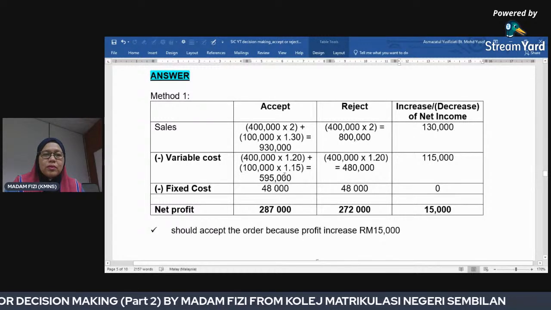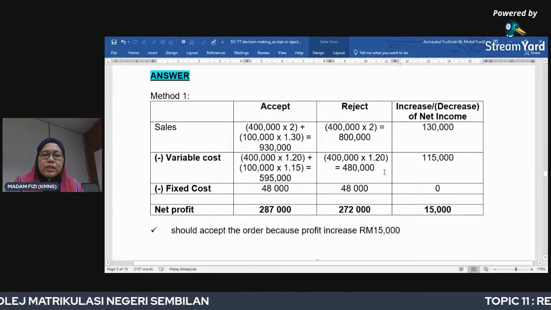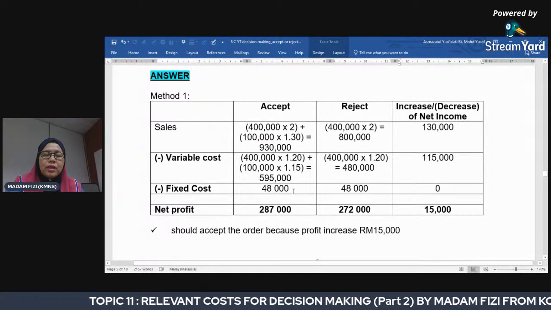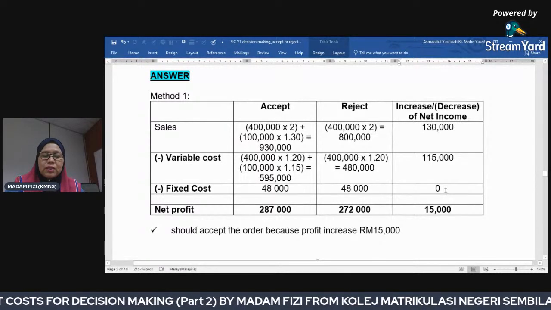So the total for the variable cost if we accept is 595,000. So the difference is 150,000. Okay. Now how about the fixed cost? Okay, the fixed cost is unavoidable cost. So same, so the difference is 0.